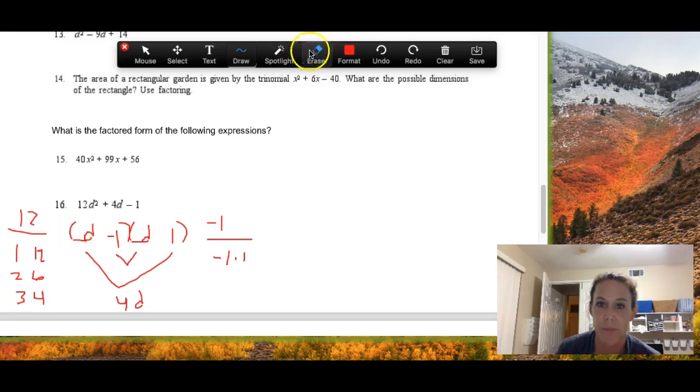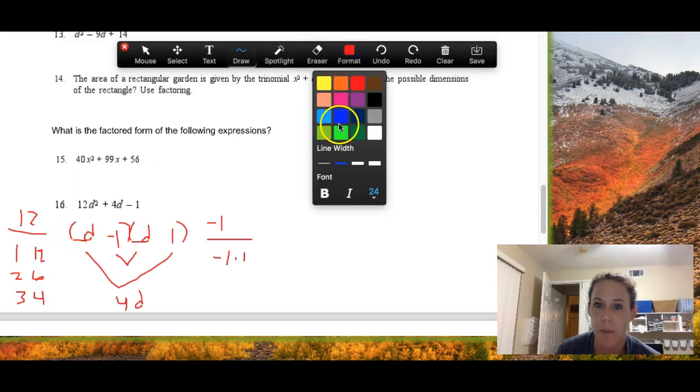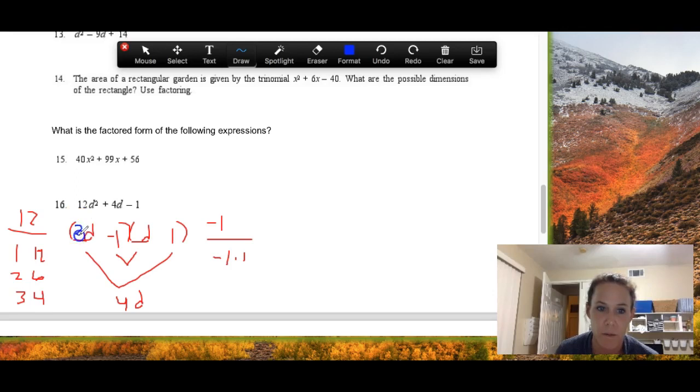So let's try. Guess and check. I'm going to put a 2 here and a 6 here. Now check your inner term and your outer term and see if it adds to be 4D. Well, -1 and 6 gives me -6D. And then 2 and 1 gives me 2D. Well, -6D and 2D give me -4D, but I want positive 4D.